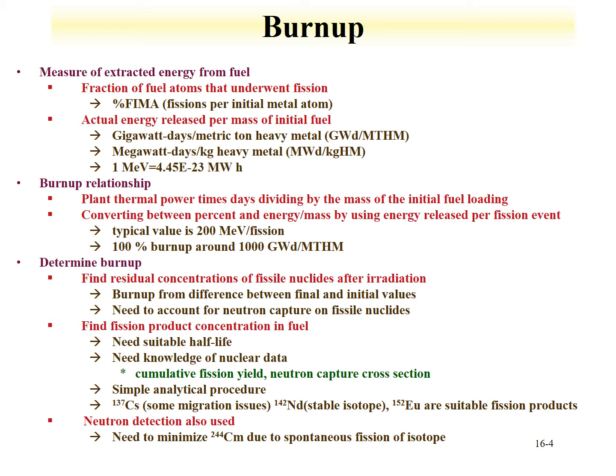Or what you could do is find a fission product concentration in the fuel that is a suitable indicator for burnup. This would have to have a half-life that would be relatively easy to measure, not too short, not too long. And you would need to know something about its nuclear data. I would need to know its cumulative fission yield, so I know how much of that isotope is produced per fission, and its neutron capture cross-section based upon the equation on the previous page, so we would know how much of that isotope had been converted to a heavier isotope as it was sitting in the fuel. There are certain isotopes, cesium-137, neodymium-142, and europium-152, that are often used as fission products to determine burnup.